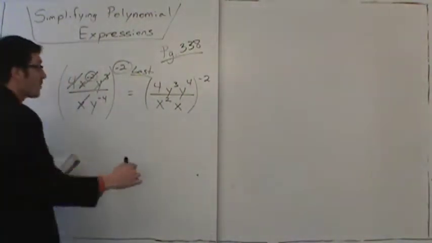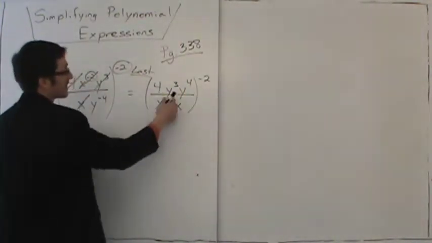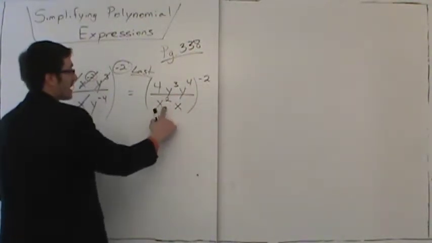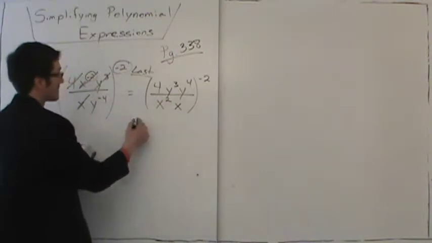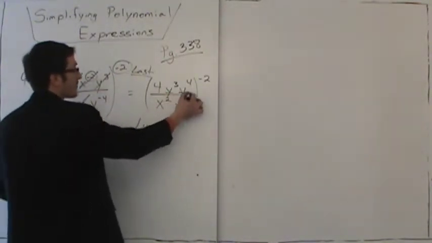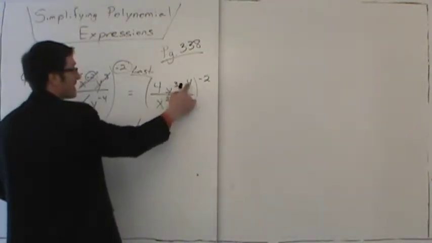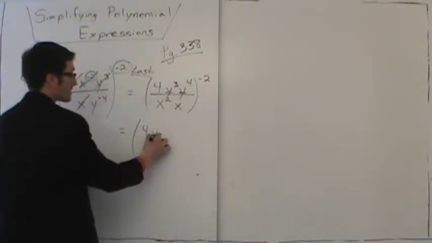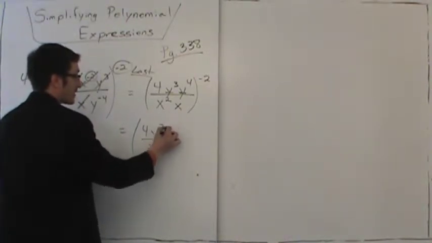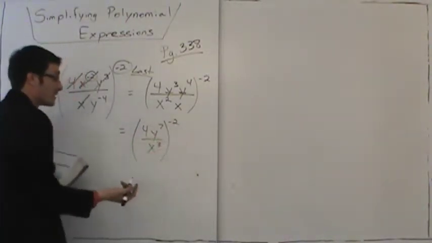Now, we're not done with what's on the inside. Question, do things cancel? No. The y terms are both on top, the x terms are both on the bottom, so we just combine. This is quantity 4, and we have 3 y's times 4 more y's. When the bases match, we add the exponents. 3 plus 4 gives y to the 7th over x squared times x is x to the third. All this to the negative 2 power.